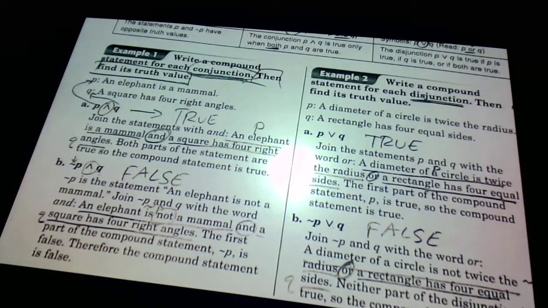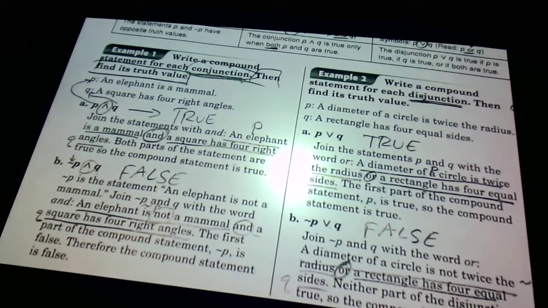Now we got to look at that and see if it's true. Is an elephant a mammal? Of course it is. Does a square have 4 right angles? Of course it does. So that makes both parts of that statement, or both individual statements, when they join together with the word and, true. So the whole thing is true. We just write true and we roll on.